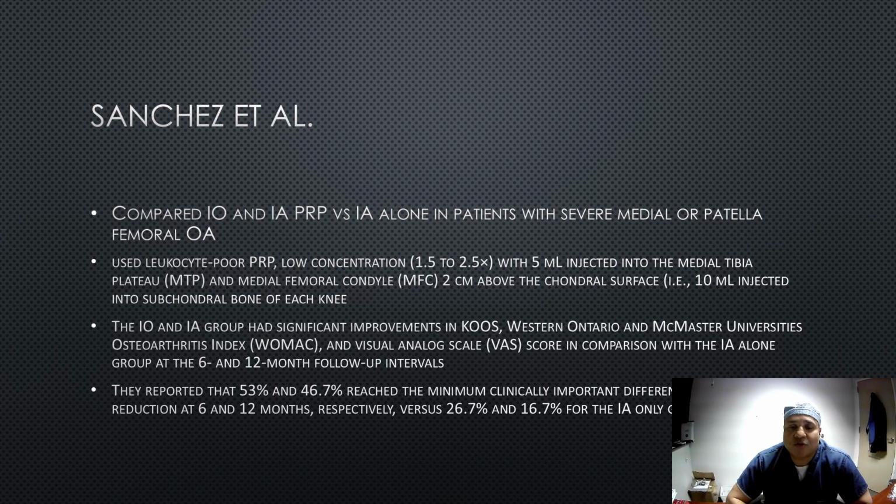Sanchez et al. compared intraosseous and intraarticular PRP versus intraarticular alone in patients with severe medial or patellofemoral osteoarthritis. Leukocyte-poor PRP, low concentrate with 5 ml was injected into the medial tibial plateau and medial femoral condyle 2 centimeters above the chondral surface. The intraosseous and intraarticular group had significant improvements in many different scales, including the Western Ontario and McMaster University Arthritis Index and the Visual Analog Scale.